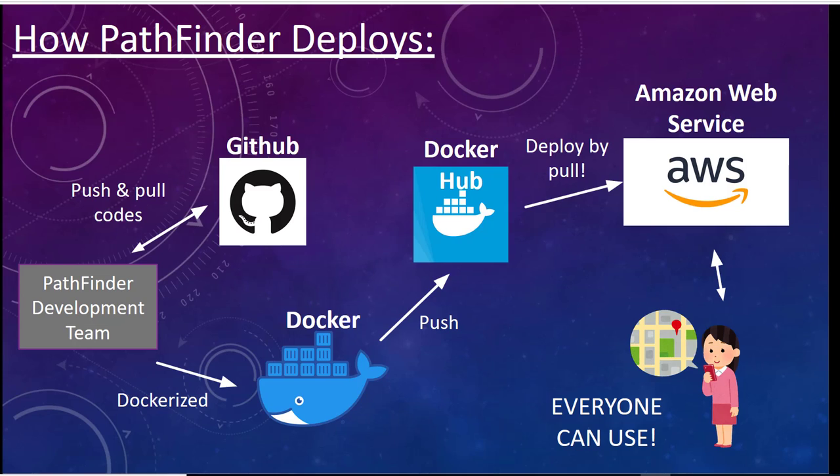Quickly, I would like to cover our development and deployment tools and processes. We have used a GitHub repository for our code. The components were Dockerized and pushed to Docker Hub. Then we pulled the Docker image and hosted it on AWS for everyone to navigate safely to their destination.